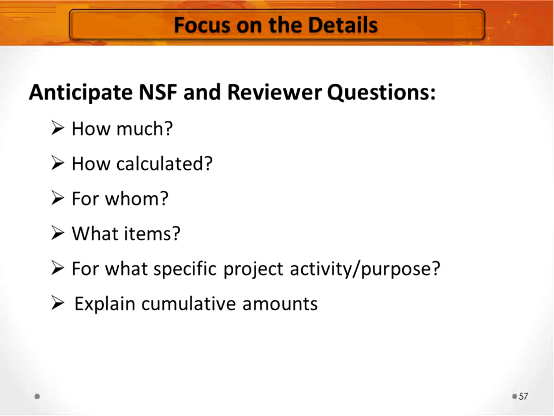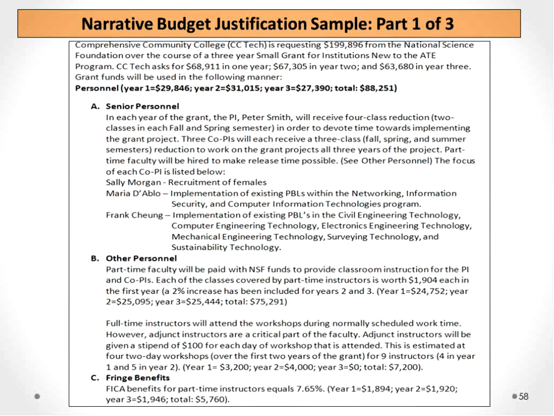Attention to detail is important to reviewers. They want to know that you have really thought through and calculated what resources will be needed for the project to be successful. Now let's look at some budget justifications. This first one is a narrative style. You'll notice that there's just a little introductory paragraph talking about how much this college is requesting, a total of $199,896, and how much for year one, how much for year two, and how much for year three.